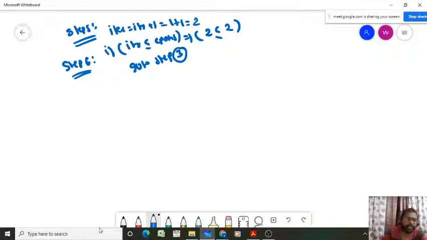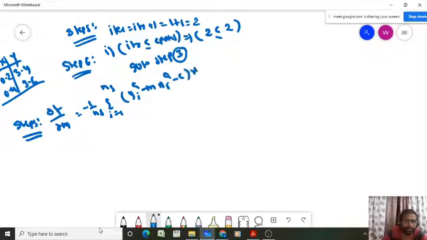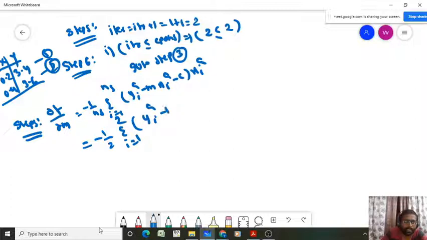Otherwise I will write again. In step 3 we have to calculate the gradients again. Here the data set is 0.2 and 3.4, and 0.4 and 3.6. So this is the x and this is the y data set. So again go to step 3. ∂f/∂m is equal to minus 1 by ns into sigma i equal to 1 to ns of (yi minus m xi minus c) into xi. Here we are taking the two samples, 1 and 2, so it is minus 1 by 2 sigma i equal to 1 to 2 of (yi minus m xi minus c) into xi.